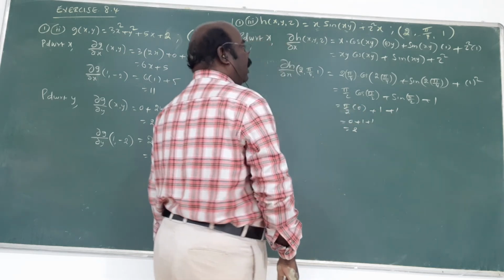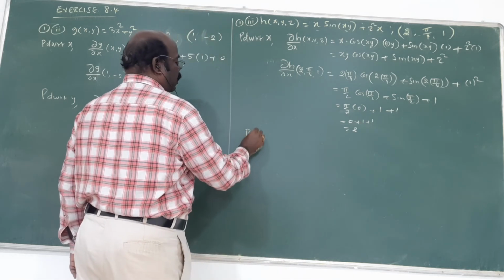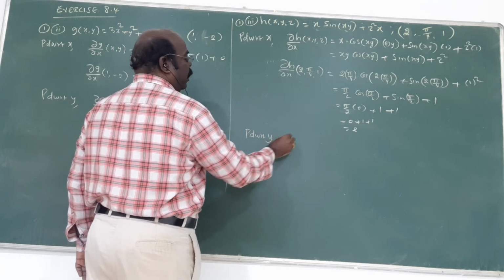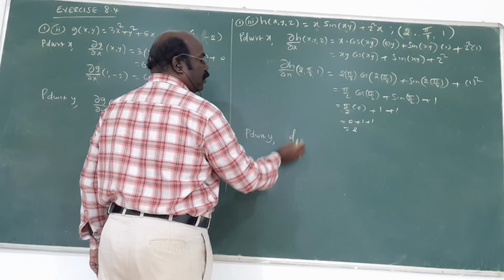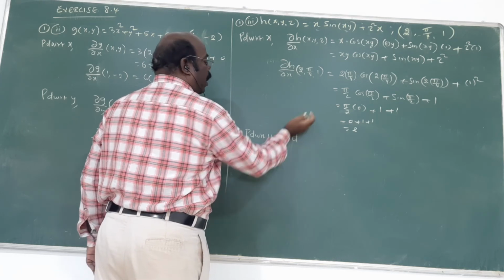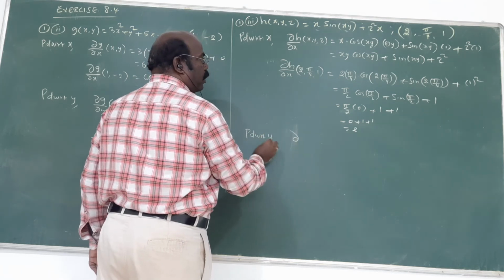That's all. In this way, partially differentiate with respect to y, from dou h by dou y, but use just d, ordinary d. Partially, in this way you want it.